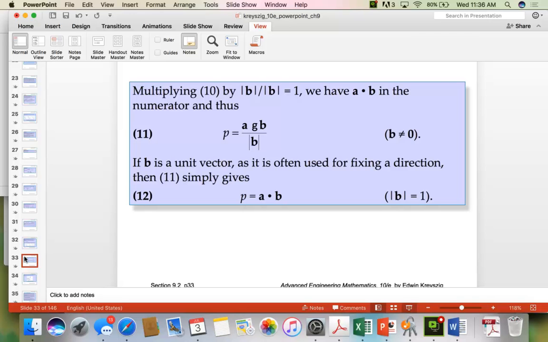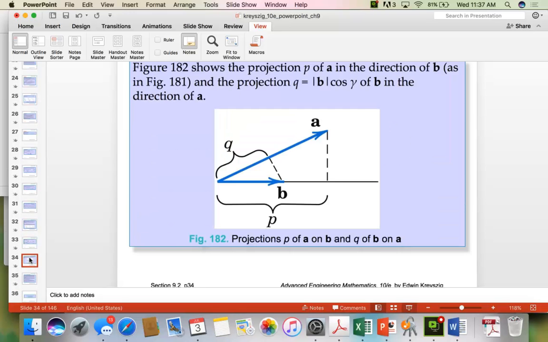All right, so if we multiply this by absolute value b over absolute value b, then in the numerator you would get a dot b over the absolute value of b. And so if b is a unit vector, which is just to get a direction, and that's often done as well in multivariable data sets, then this projection is just a dot b. But if you want the projection and you do not have unit vectors, then you do need to divide by the magnitude of b so that you're getting the true projection and not magnitudes.